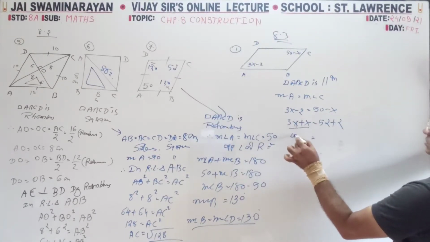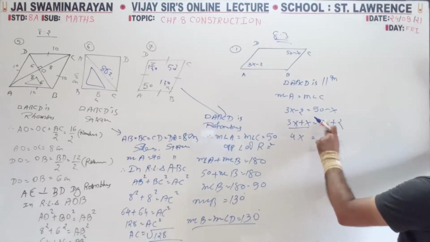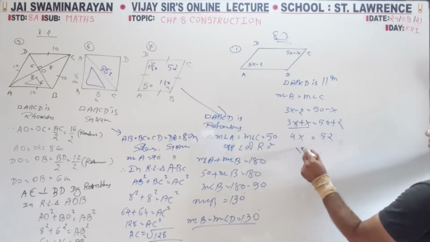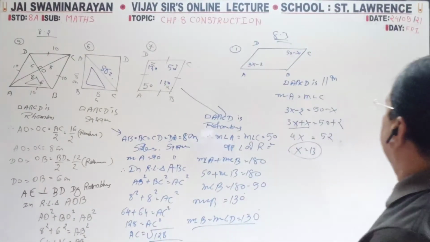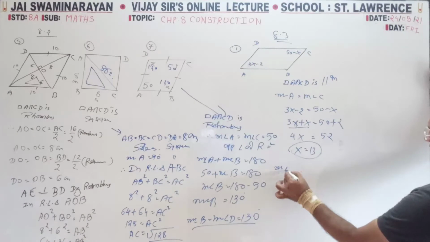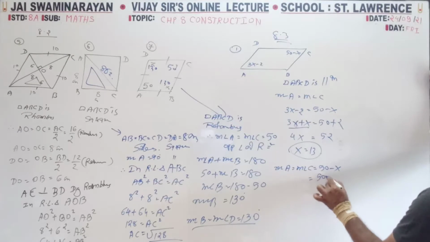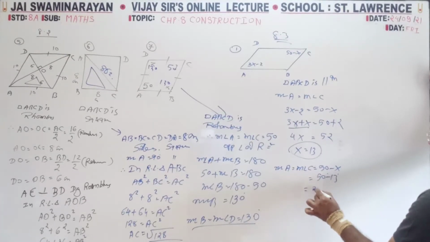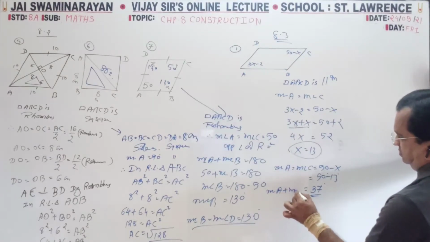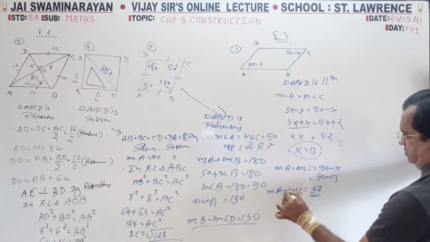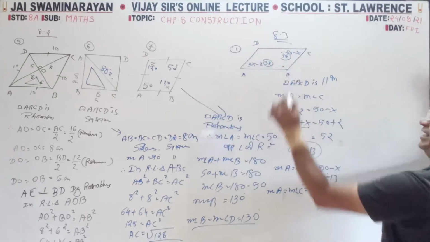So 4x equals 50 plus 2, 52. x is 13, 4 thirteens are 52. So find any one. Measure angle A is equal to measure angle C is equal to 50 minus x, 50 minus 13, 37 degree. So this is 37, and adjacent angles sum to 180.